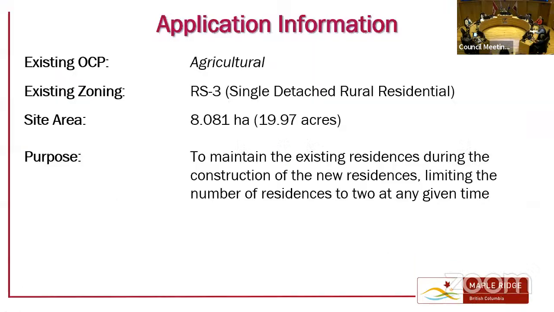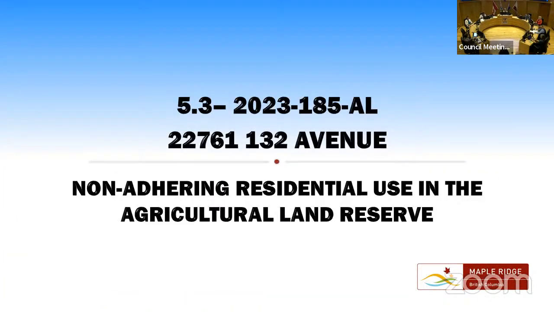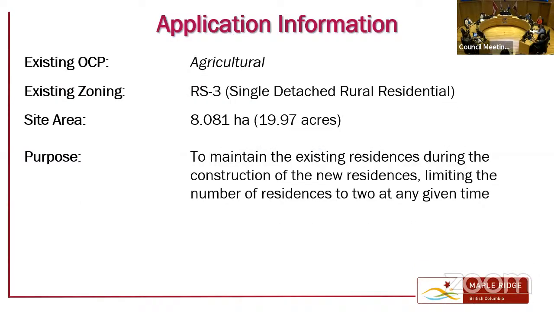Good morning, everyone. This presentation is for the non-adhering residential use in the agricultural land reserve for the property located on 22761 132nd Avenue. The purpose of this application is to request to maintain the existing residences while the new residences will be under construction, provided that no more than 2 residences will be existing at any given time during the term of construction and after occupancy.